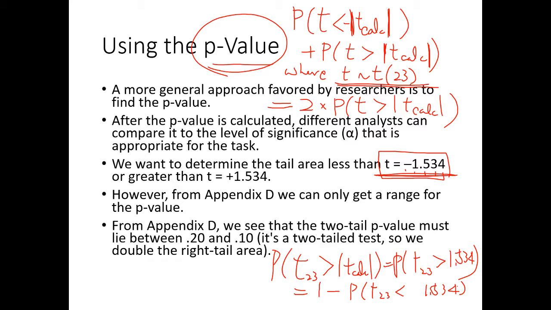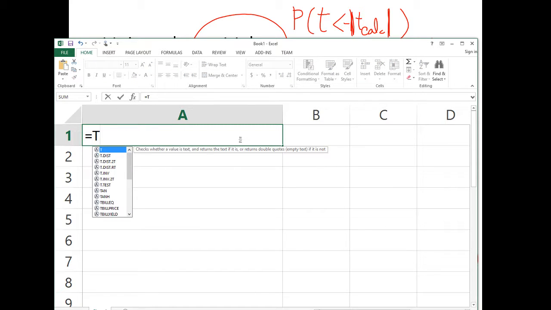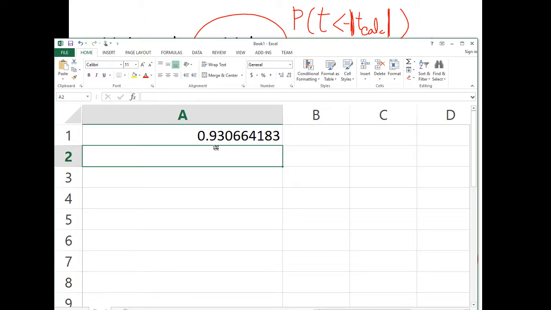So then let's use the Excel function. T distribution, 1.534, degrees of freedom 23, and we are using the cumulative distribution, so true. So then that is 0.93066.